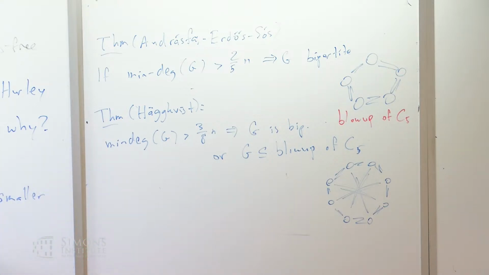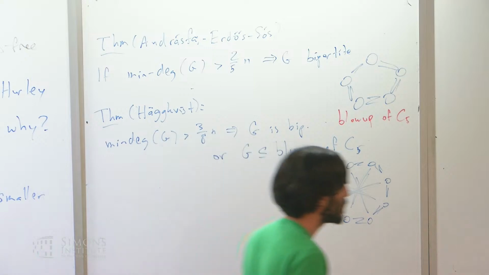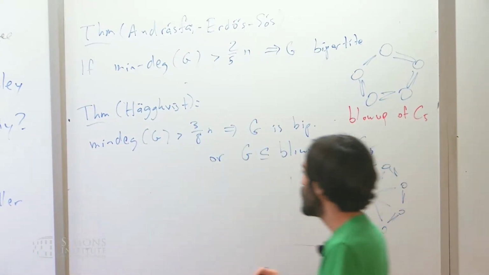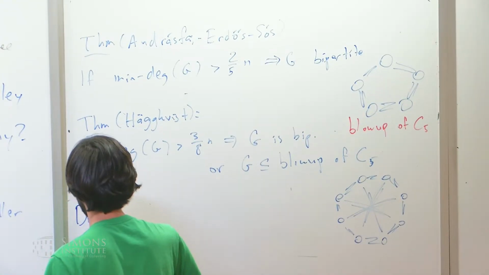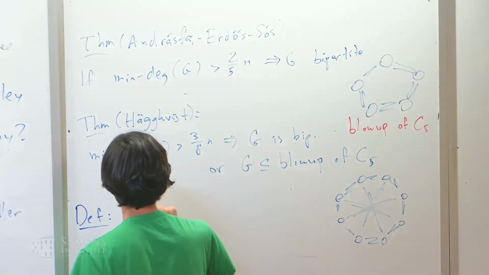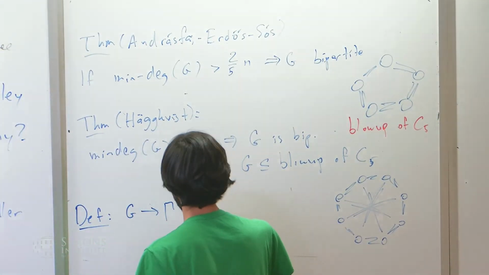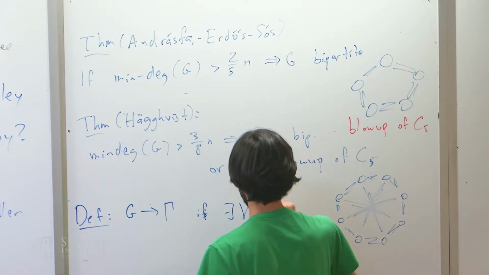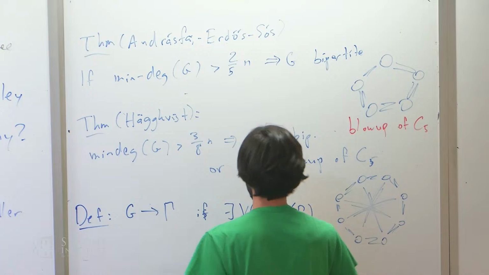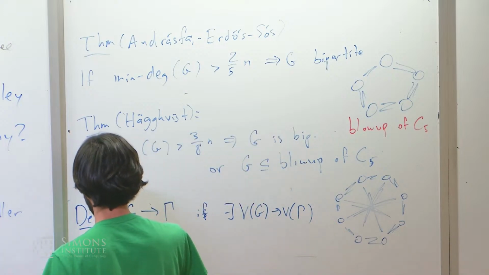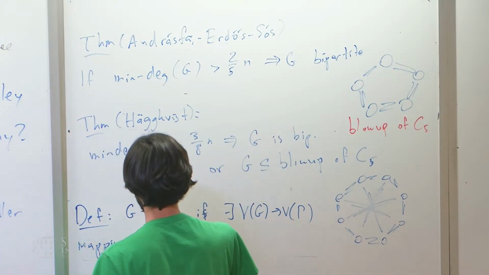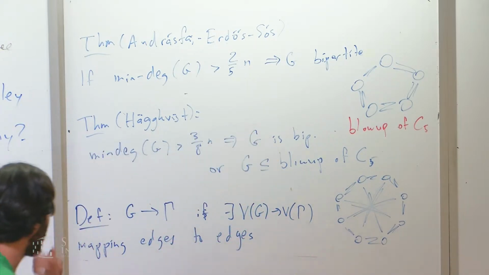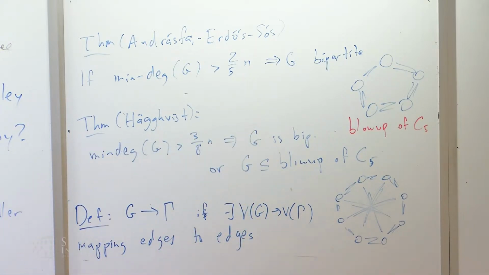It's useful to give these things names. And I will change pens again. So this is just a definition. We say that G is homomorphic to gamma if there exists some function from the vertex set of G to the vertex set of gamma, mapping edges to edges. This is the notion of a graph homomorphism. Yes?